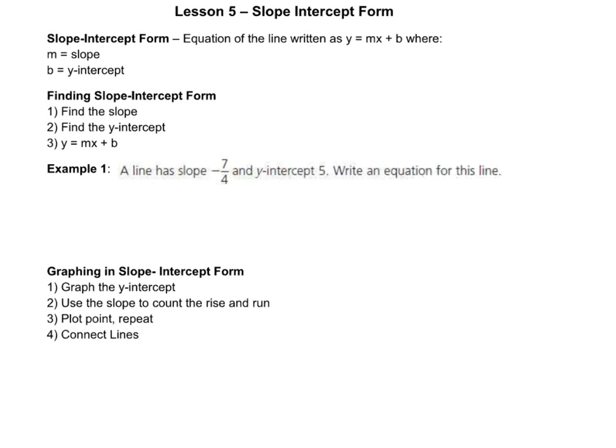So to find slope-intercept form, you need to be able to find your slope and you need to be able to find a y-intercept somehow, or be given those two things to write it as y equals mx plus b. So y and x are your variables in this equation, and m and b are constant numbers that you're given.